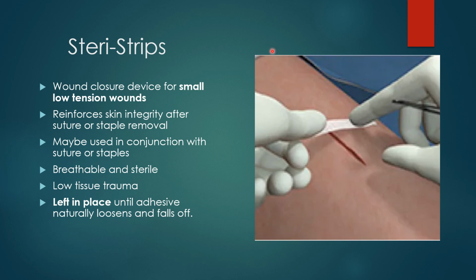Steri-strips are small pieces of a low tension dressing, and they are used to apply tension onto the wound to decrease the risk of dehiscence. It reinforces the skin integrity after suture or staple removal, or can be used with sutures and staples. They're typically breathable, and they do come in a sterile package, so they are considered to be sterile. They cause very little tissue trauma, and they are to be left in place until they naturally fall off.